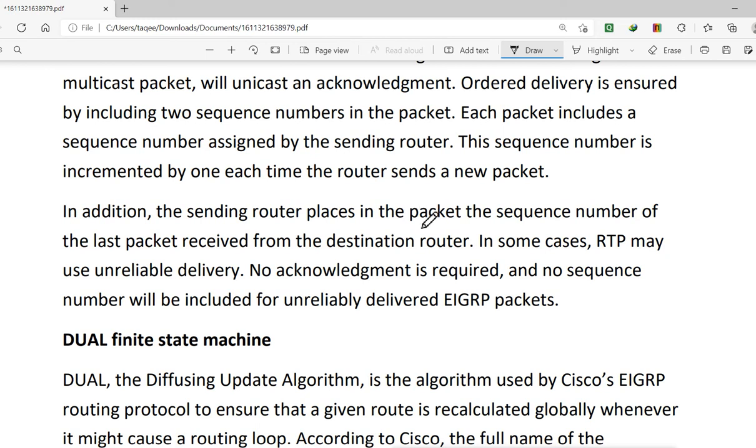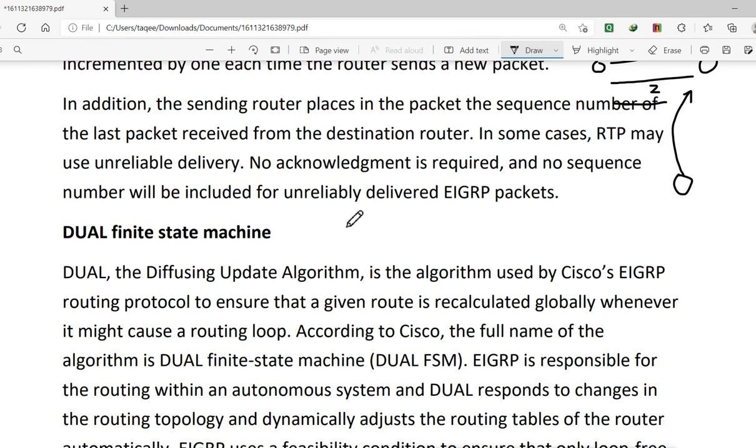So these sequence numbers make sure that the routers stay synchronized. When one router sends a packet, it says 1. Then when the other router sends the reply, it adds 1, so it says 2. Then the next says 3, then 4, like this. So if some hacker tries to insert a packet, it has to know the right sequence number. Otherwise, it will not be able to insert any packet in between. And sometimes it does deliver unreliable packets also when needed.